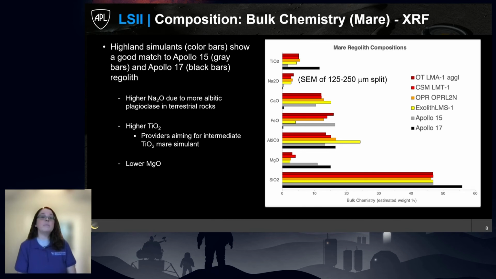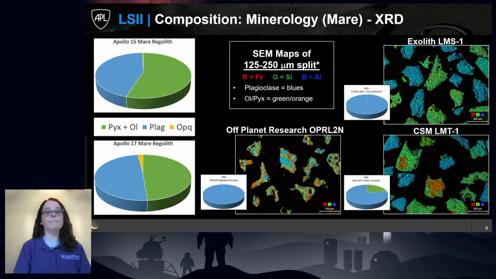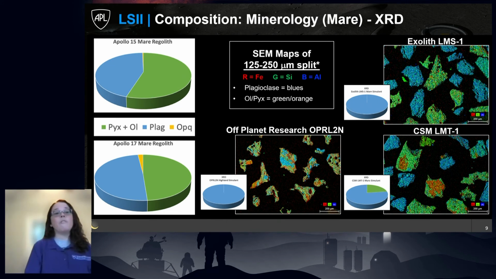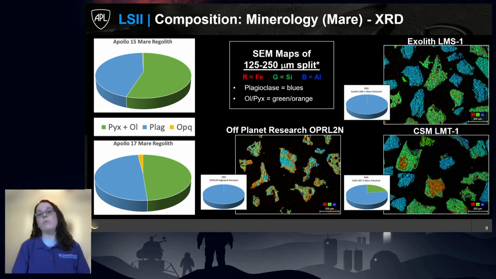And these are the Mare simulants. Again, the simulants are in color bars. We have a low titanium Apollo 15 Regolith in gray bars and high titanium Apollo 17 in black bars. And you can see that the providers are aiming for sort of an intermediate titanium content. Again, we have too much sodium and low magnesium for these. Next slide, please. And here again is the mineralogy. XRD does not do a very good job of matching the two regolith simulants or regolith samples that you see there on the left. So again, we went back and looked at the SEM data, and we do see a pretty good match. Next slide, please.